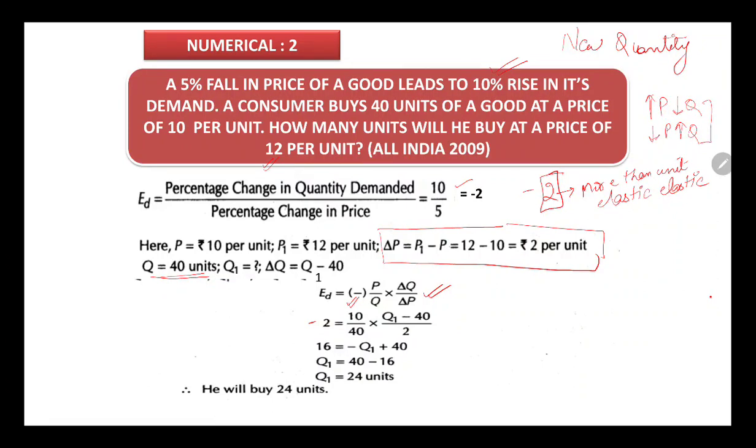Clear? So what we did, we calculated the elasticity, we solved it mathematically, we had the Q1 number with us. This is our new quantity which we want. Initial is already given. Change in price we have just calculated, so we have directly put this value over here. We know initial price is 10, initial quantity is 40, elasticity we just calculated, and so we got the new quantity as 24 units.